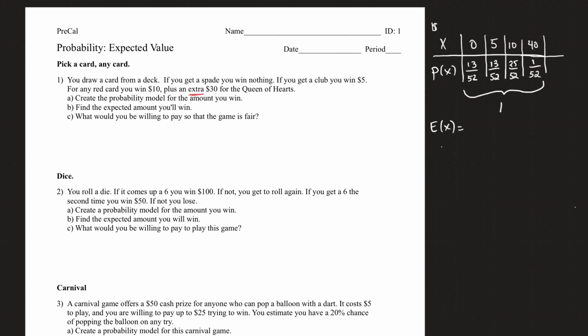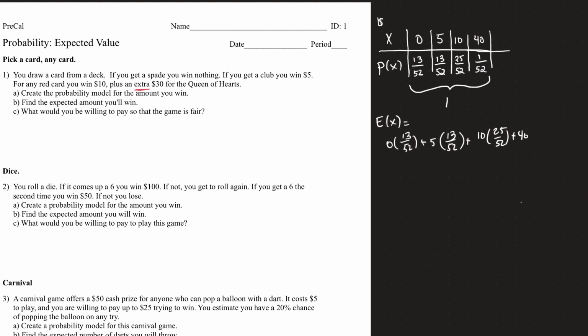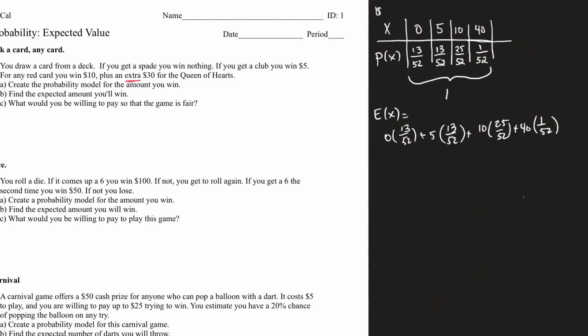And so here we're going to say 0 times 13 out of 52. I really wouldn't do that, but just to illustrate the operations, 0 times 13 out of 52, plus 5 times 13 out of 52, plus 10 times 25 out of 52, plus the 40 times 1 out of 52. We're going to go through that. I'm going to be careful to type that in. My expected value is going to be $6.83. Yep.